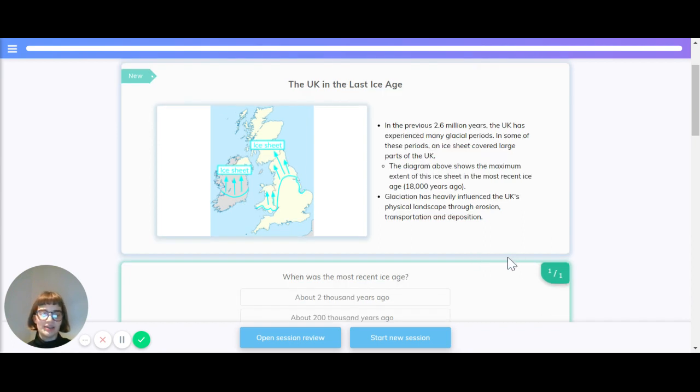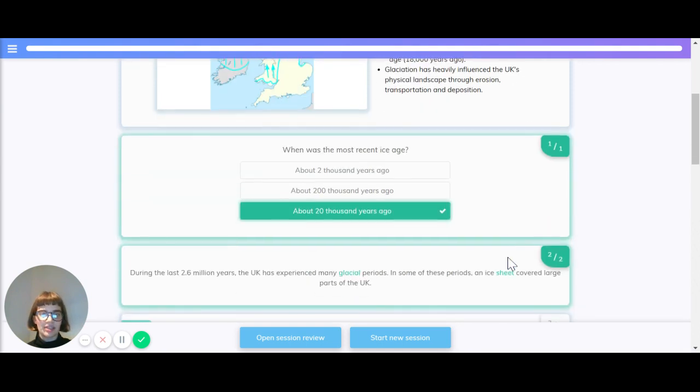Glaciation has heavily influenced the UK's physical landscape through erosion, transportation and deposition. Let's quickly recap that. When was the most recent ice age? The correct answer is around 20,000 years ago. So it's about 18,000, but there isn't a precise amount.